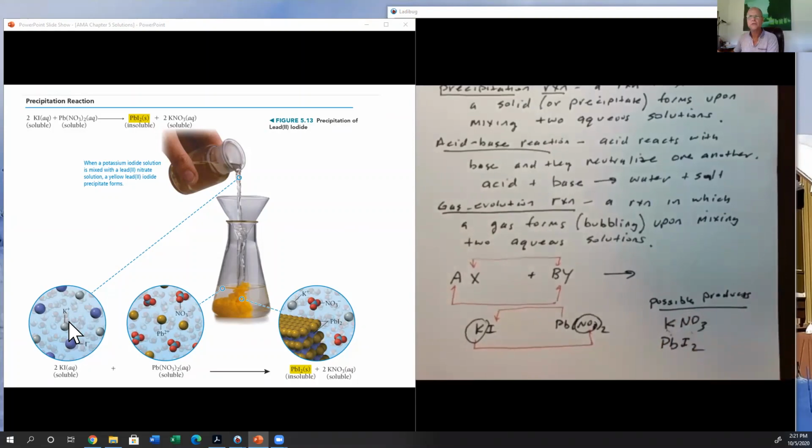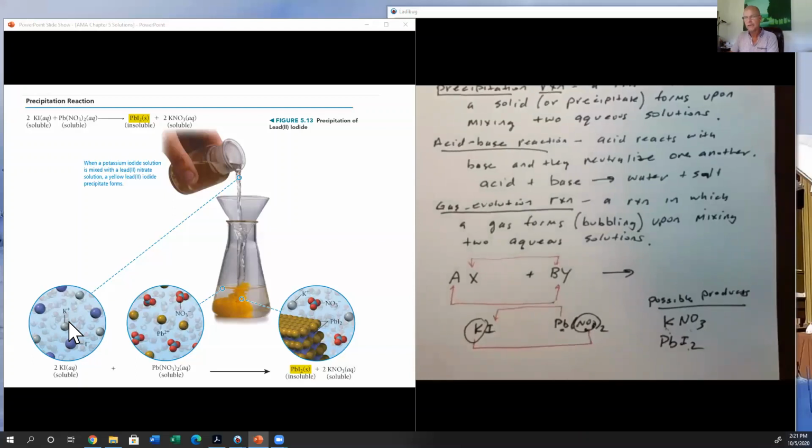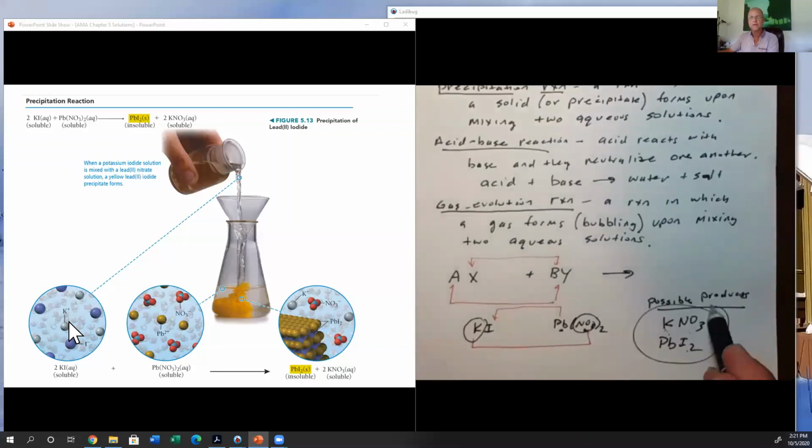And the formula for lead 2 iodide is this. How do I know that's lead 2? Because I know nitrate is -1, so we got to go back to our table of polyatomic ions, right? We know nitrate is -1. There's 2 of them, so the lead must be +2. And that means I need 2 iodine. So here are my possible products, right?